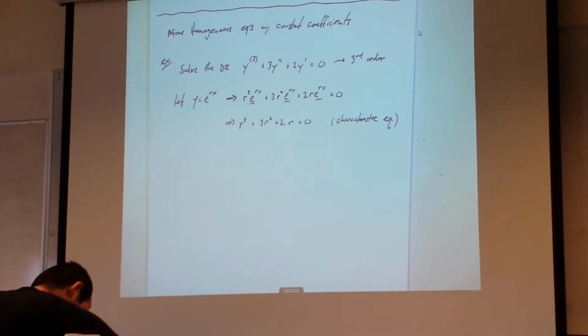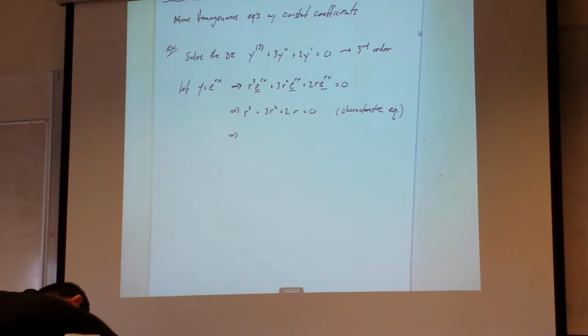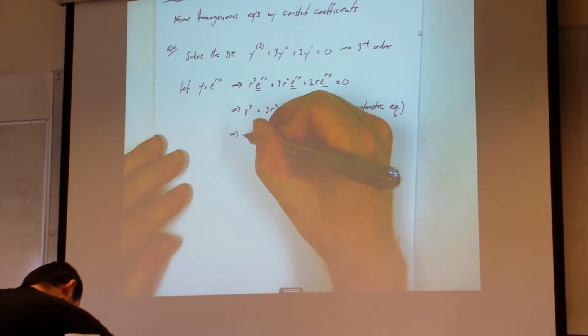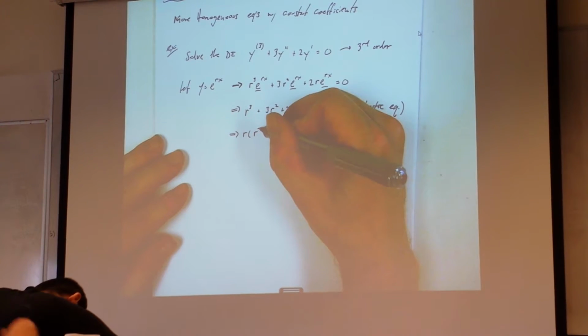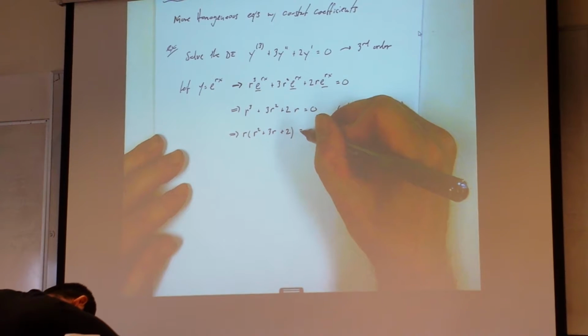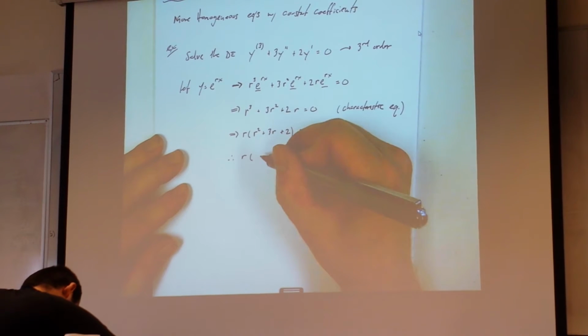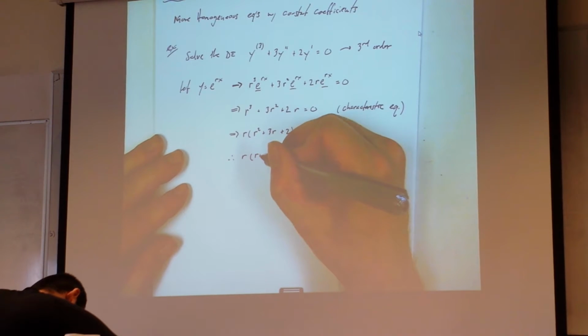Okay. Now, how do we solve this? Yeah, factor out r first of all. We're going to have r times (r squared plus 3r to the first plus 2). Oh, we already factored something like this. So we get r times (r plus 2)(r plus 1)?